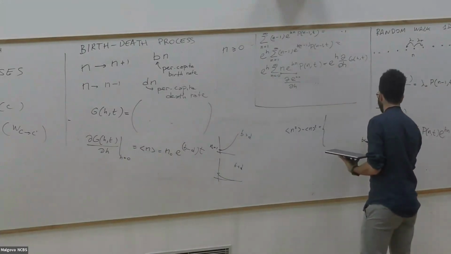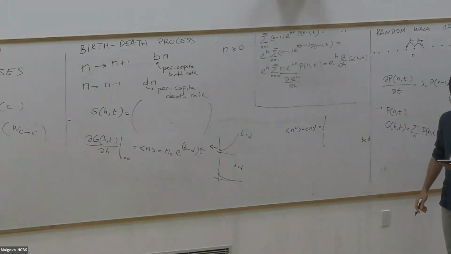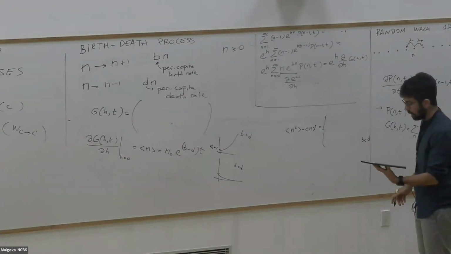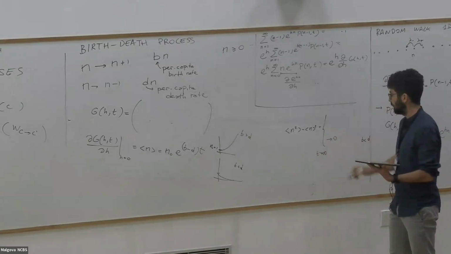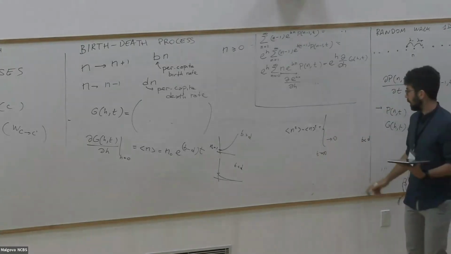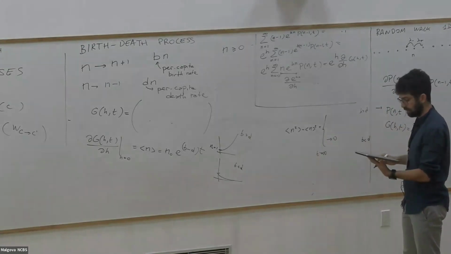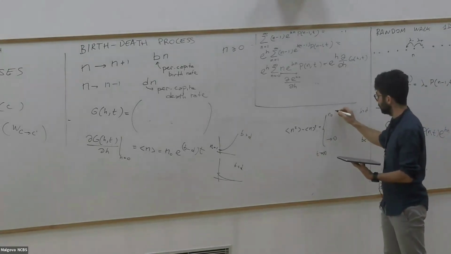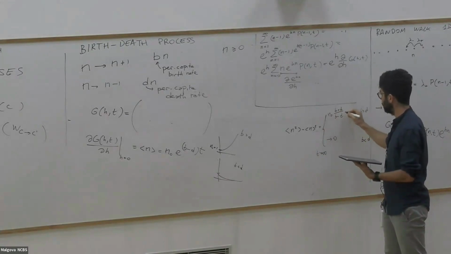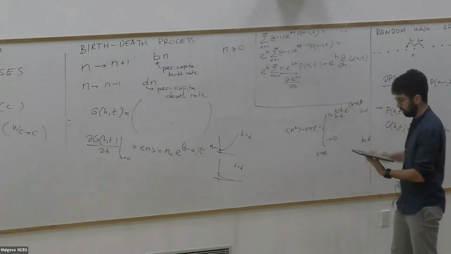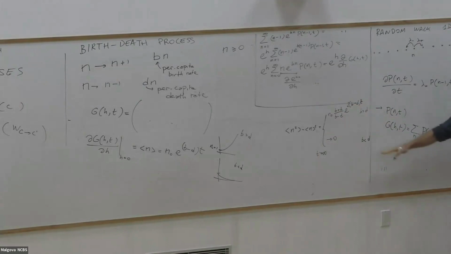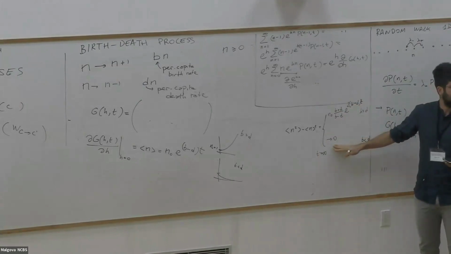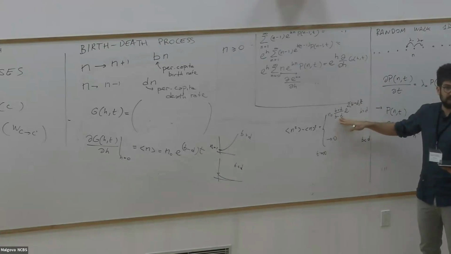If the birth rate is lower than the death rate, what you get is that for large times the variance tends to 0. If the birth rate is larger than the death rate, what you get is something like n0 (b+d)/(b-d) e^((b-d)t) times a factor of 2. So if the birth rate is smaller than the death rate, the variance goes to 0. If the birth rate is larger than the death rate, the variance goes to infinity.